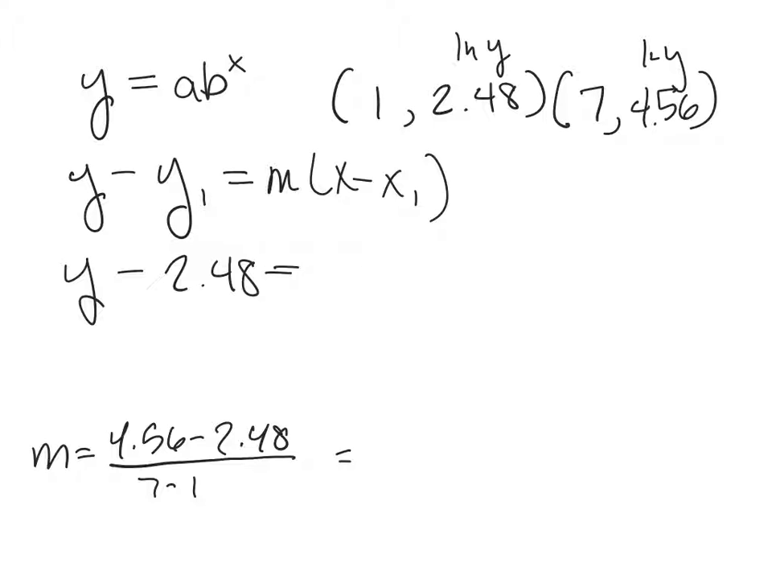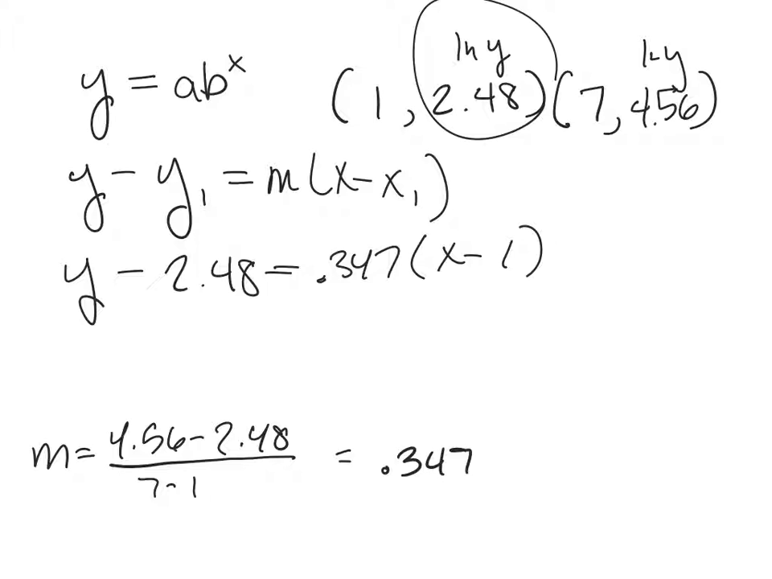2.08 divided by 6. Nope, sorry, I messed that up. Divide by 6. 0.347. Times x minus, let's see, I used 2.48, so I have to use 1. Now, because we're using log y, this actually should be a log y.